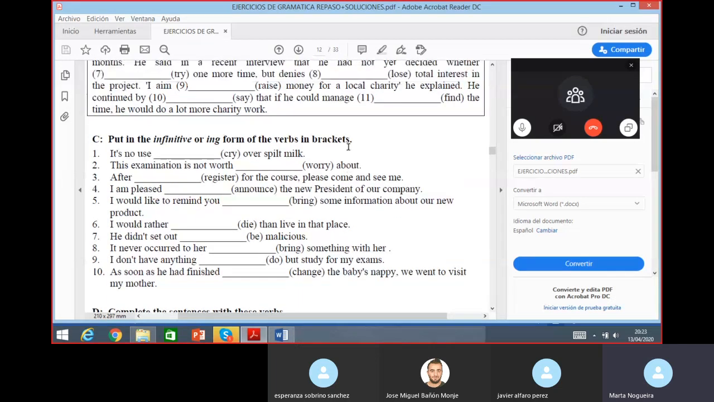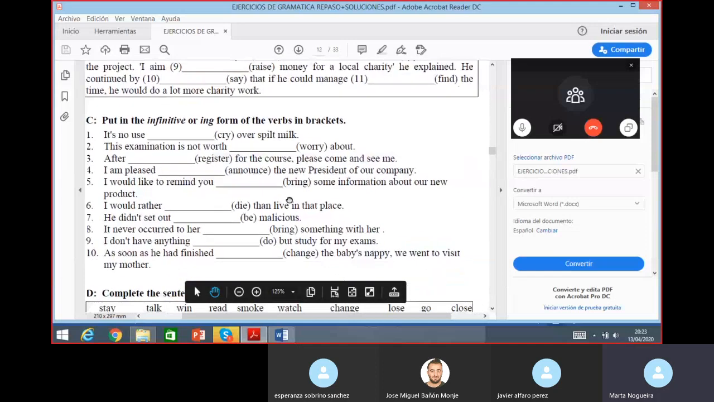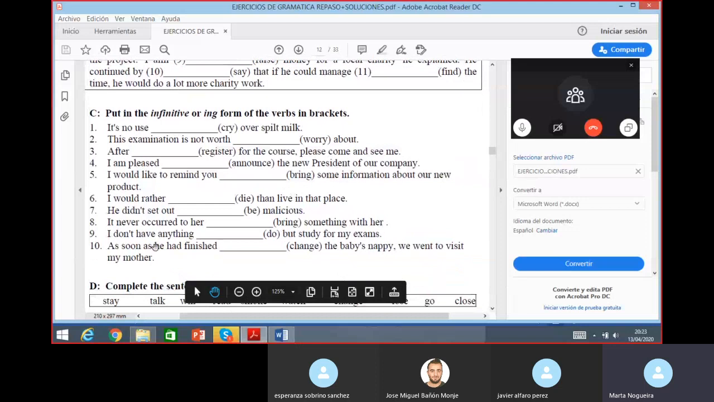Let's do the same, but with this exercise. Okay, so now I want you to do this exercise, which is the same, guys. Infinitive or ing. This is the same. And then difficult vocabulary.